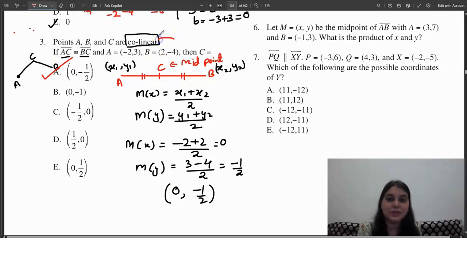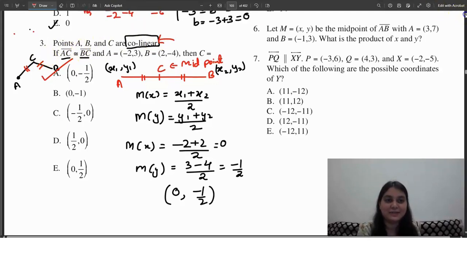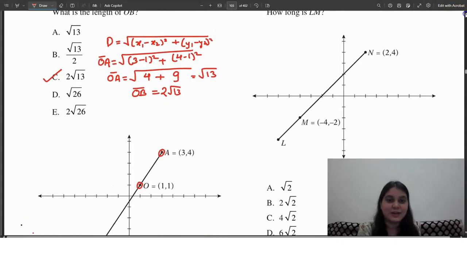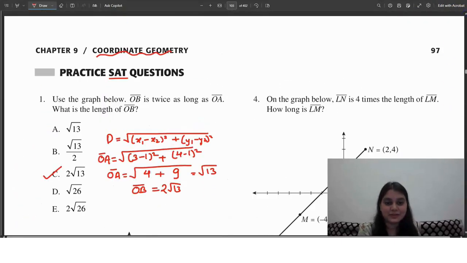But remember, this is only possible if these are collinear. If just these were equal, then you'll have to find the whole distance and then only you can calculate. Because they're collinear, that's why you can use the shortcut. Now question number 4.